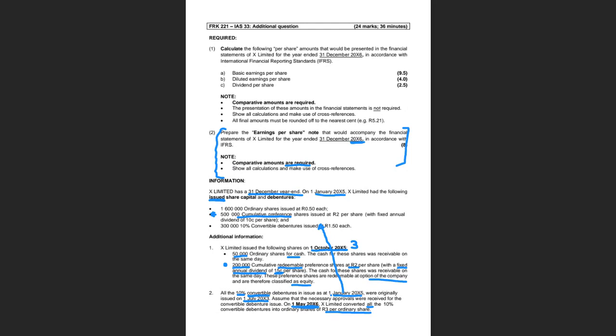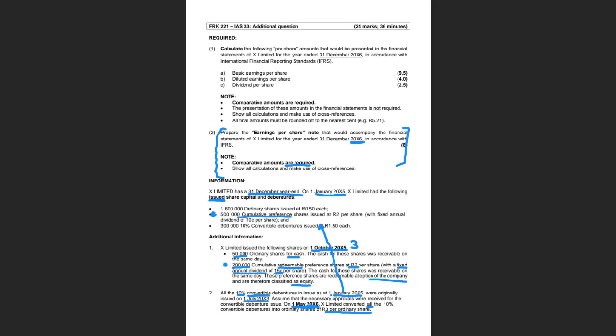Remember, within the year they changed. We started the year at 1 January, moved up to 1 May, and then they changed. From 1 May, they weren't debentures anymore. They were ordinary shares. So for 4 months of the year, they were convertible debentures, and for the other 8 months, they were ordinary shares. We must keep that in mind.